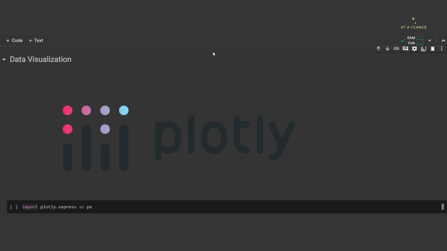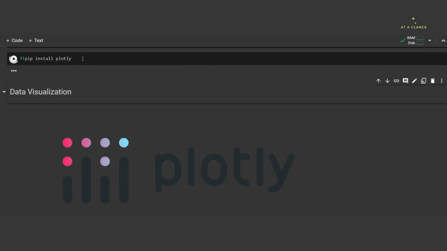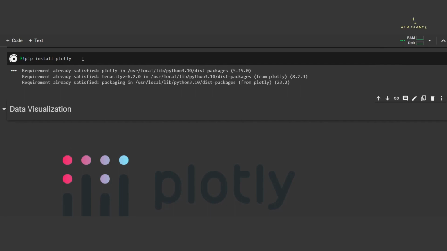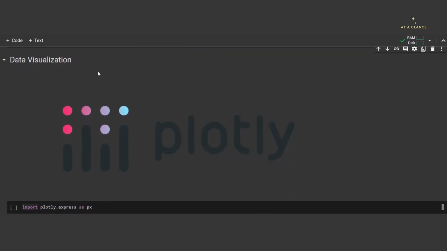And for installing the Plotly module, you just have to run this particular command, that is pip install Plotly. And if you execute this, the library will get installed. Now, since the library is already present inside my Google Colab notebook, hence it is showing requirement already satisfied. So you can see it has got executed. Now we will import the Plotly module. We'll specifically import express from the Plotly module and give it an alias as px.